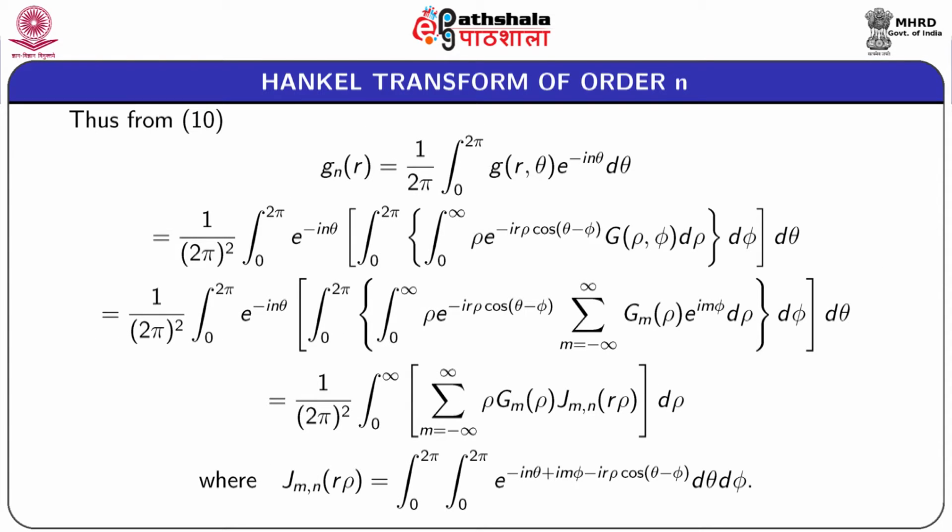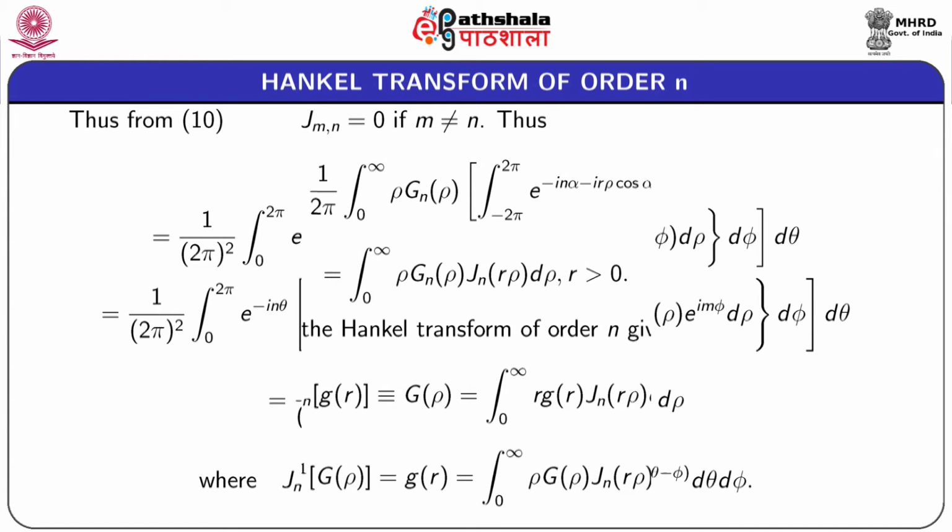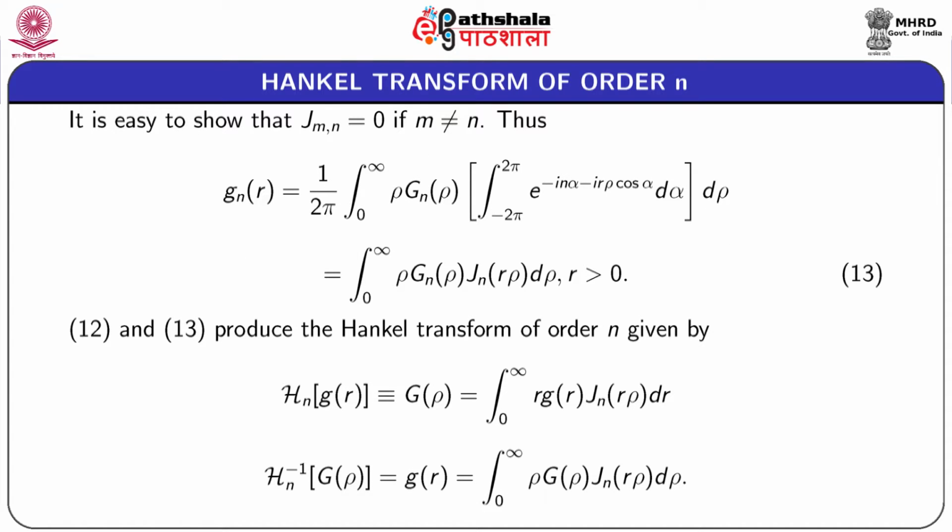So, if J_mn is equal to 0 for m not equal to n and J_mn is non-zero for m equal to n, then in this summation we are left with only one term and we get g_n(r) equal to 1 by 2 pi integral from 0 to infinity rho G_n(rho) integral from minus pi to plus pi e to the power minus i n alpha minus i r rho cos alpha d alpha d rho.